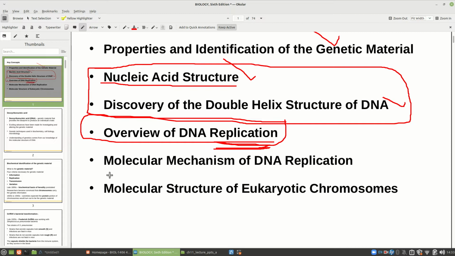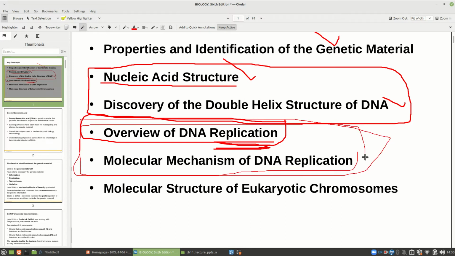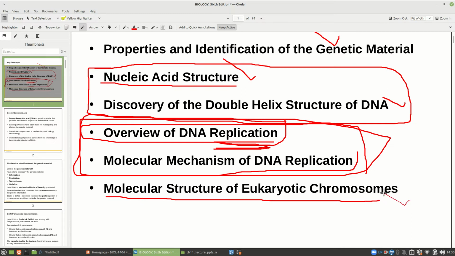All right. Now, the molecular mechanism of DNA replication, well, that goes along with it. I should have grabbed these two as essentially the same thing, and we'll go over those. Now, this one, the molecular structure of eukaryotic chromosomes, I emphasize this a lot. There will be lots of questions about this, and I will give you some of my own videos on this.